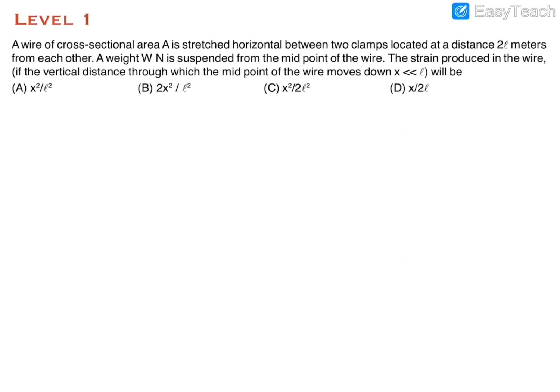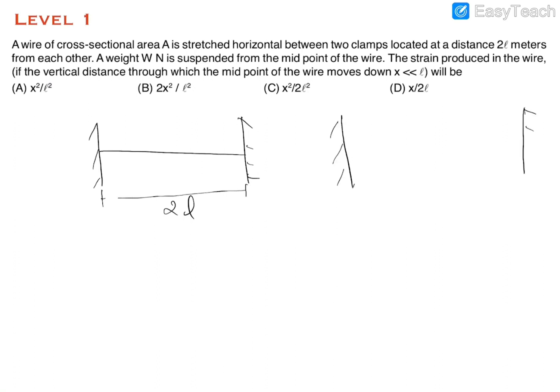In this question, there is a wire of cross section area A, and this wire is clamped between 2 walls. The distance between the 2 walls is 2L, and if a load is applied on this wire at the midpoint, then its midpoint is depressed by a distance of x in the downward direction. Now let us see that due to this weight W, it has depressed by a distance of x, and this length is L, this length is L.